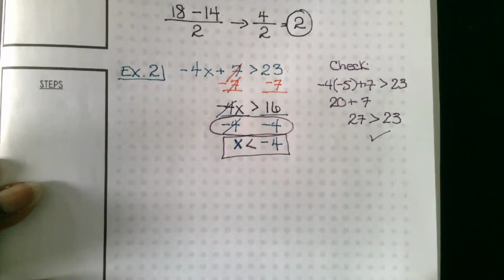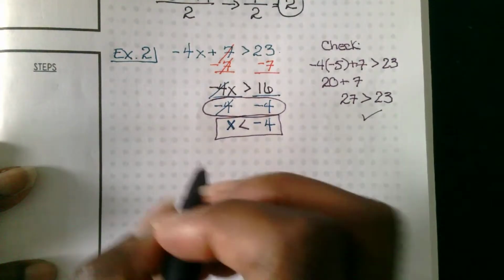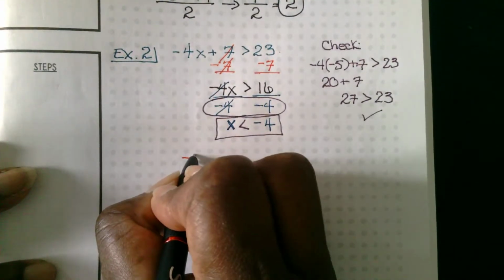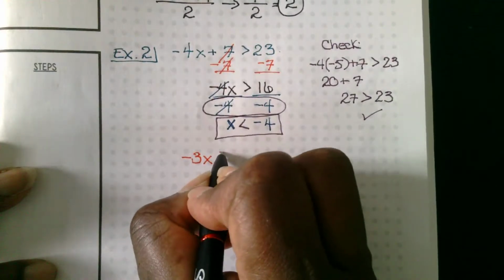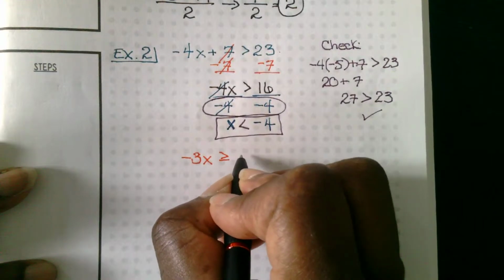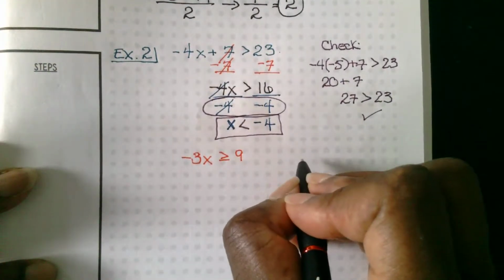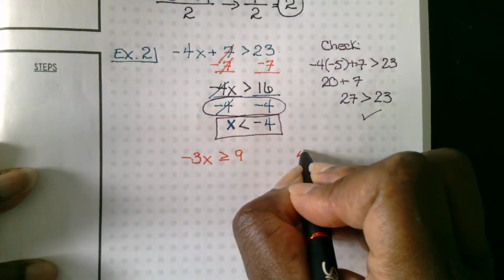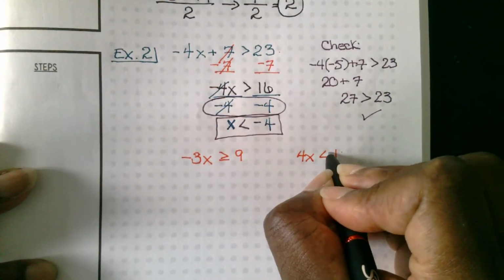Now, here's another practice problem that I want to put in. Let's say we had a different problem. Say the problem was negative 3x is greater than or equal to, I'm just putting numbers out there, 9. Then another situation would be 4x is less than negative 12.